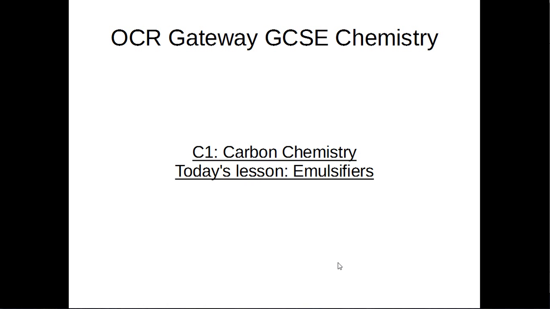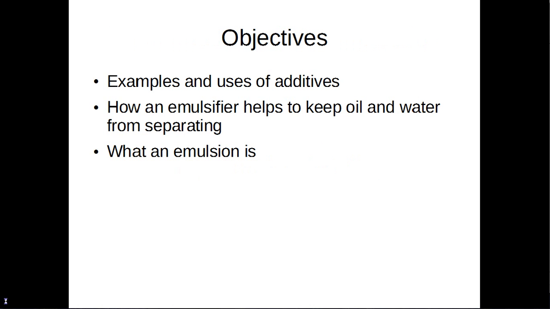Welcome to Child Education. Today we're going to be looking at the first lesson from Carbon Chemistry C1 from the OCR Gateway GCSE Chemistry course. In today's lesson we're going to be studying emulsifiers. Our objectives include examples and uses of additives, how an emulsifier helps to keep oil and water from separating, and what an emulsion is.